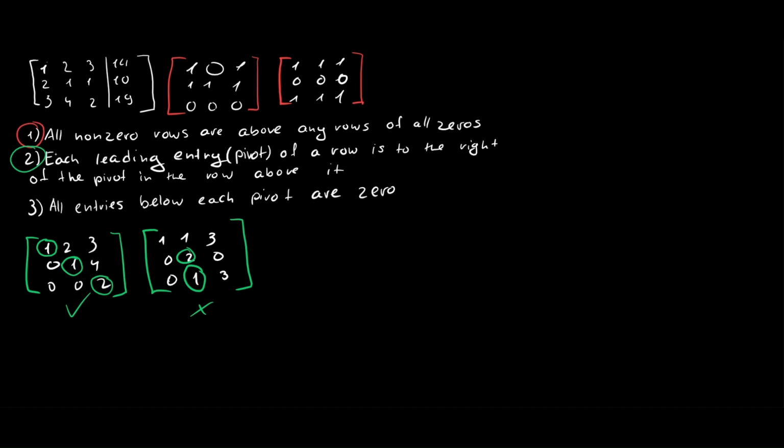And the third condition is all entries below each pivot should be 0. This should be very self-explanatory. So basically, it should look something like this. The pivot number in the first row only has zeros below, and when we look at the pivot number in the second row, it also has zeros below.